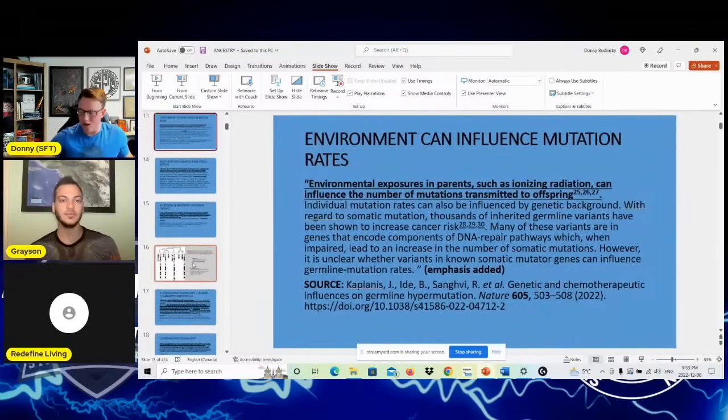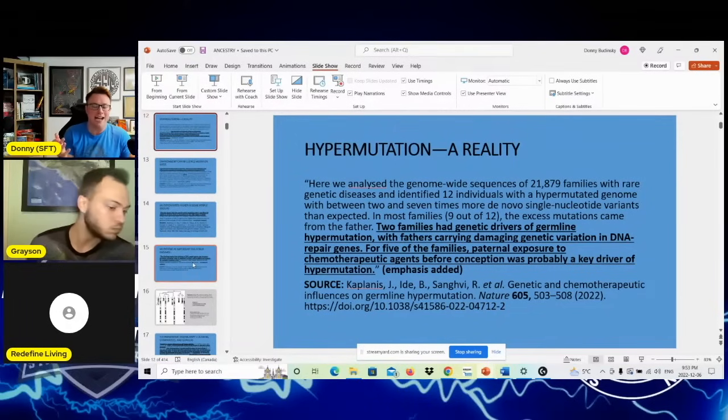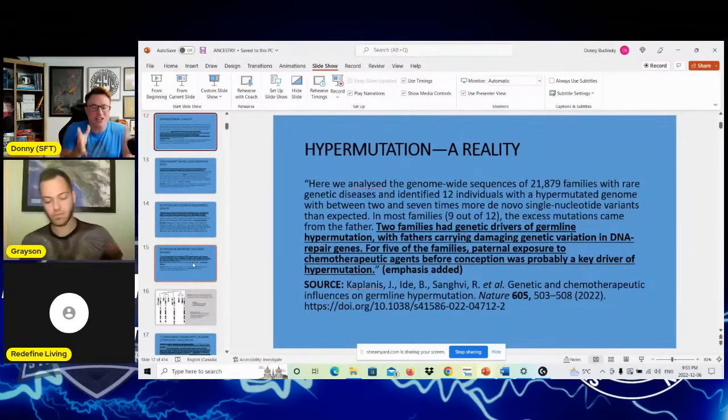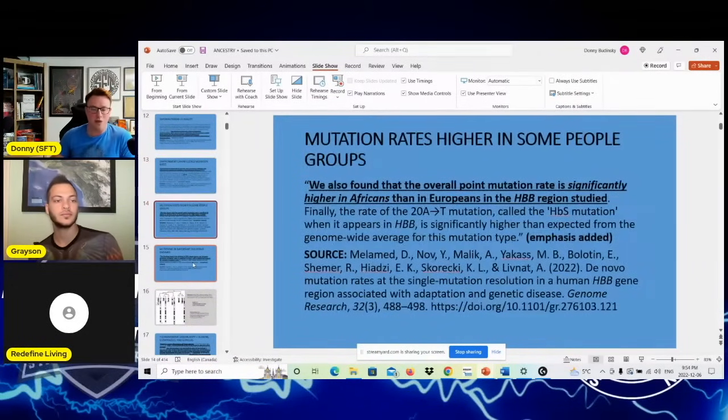Okay, so a few points there. Again, if the mutation rates are variable, and we can see here, okay, 2022, 2 families had genetic drivers of germline hypermutation. We can see this today through genetic sequencing studies. Okay, and what they conclude is that environmental exposures, including ionizing radiation, can actually influence. So there's a number of influencers in terms of the mutation rate, how many mutations are transmitted to offspring. Okay, so we have real-time evidence for hypermutation. We also have real-time evidence here.